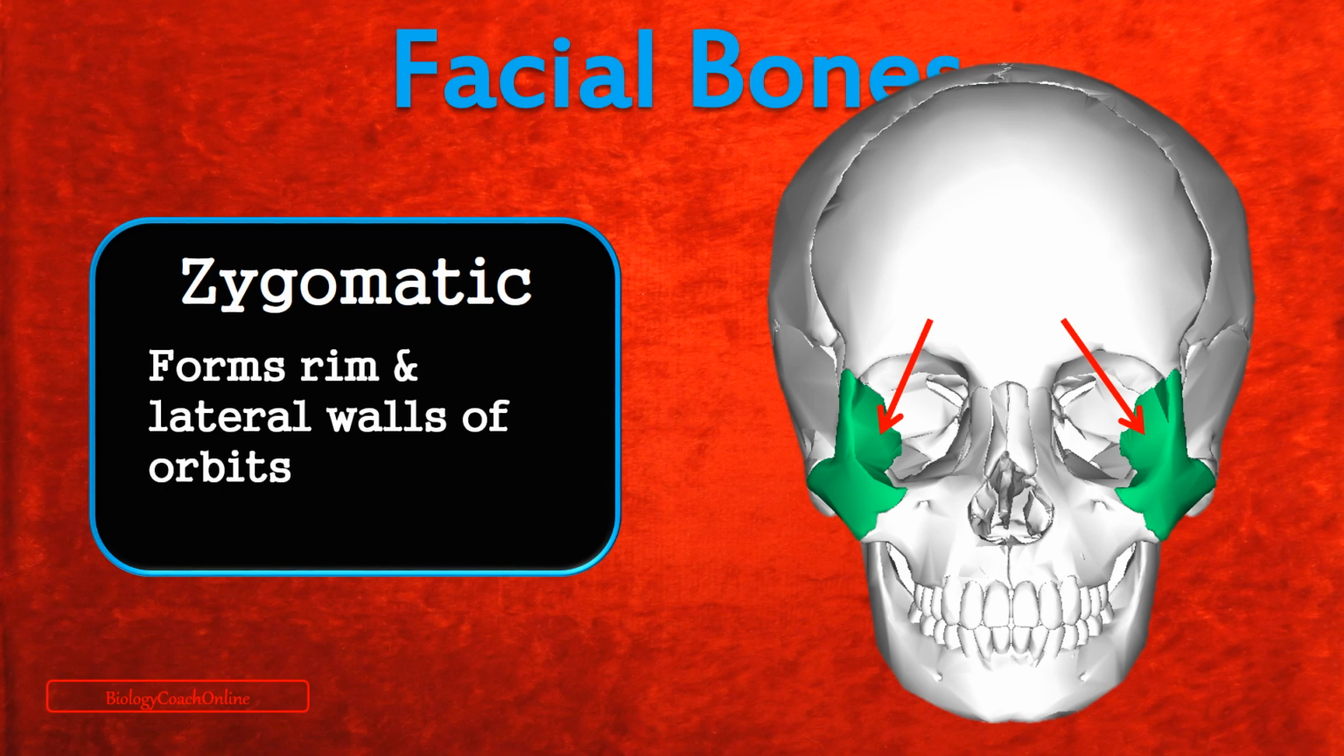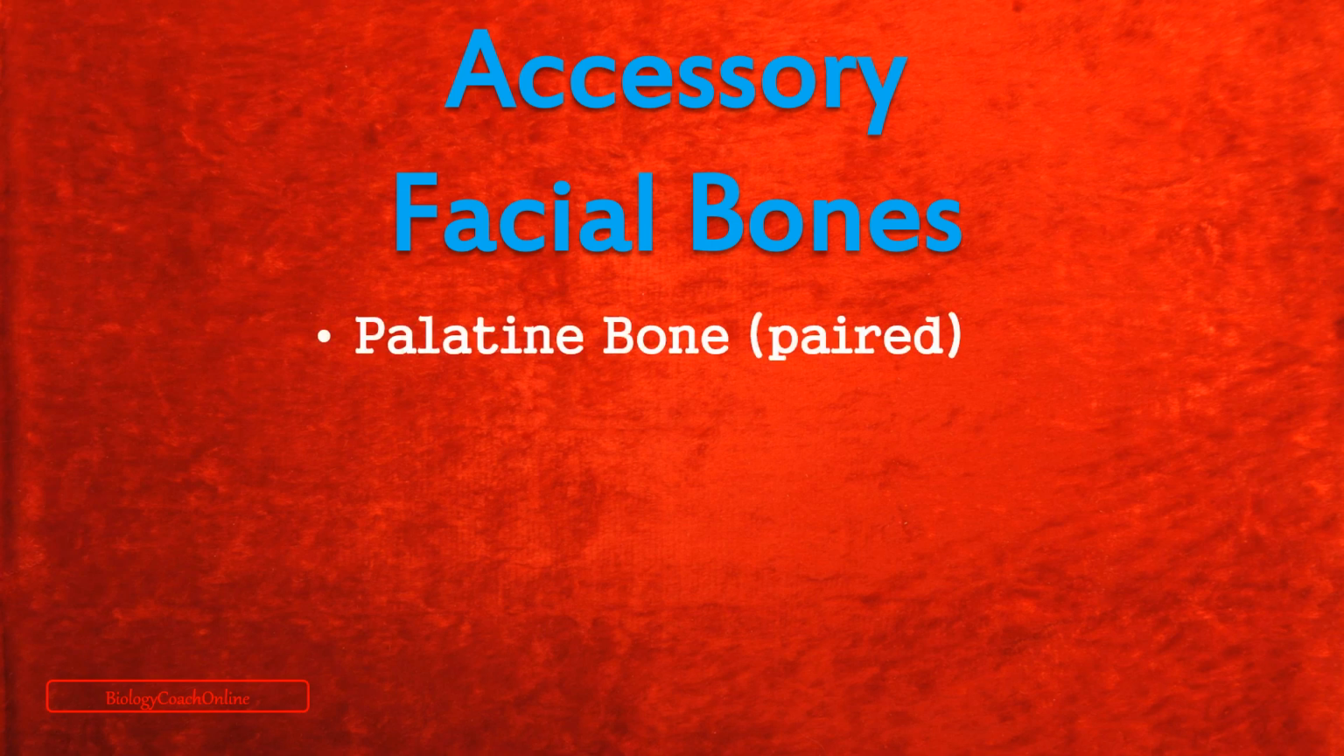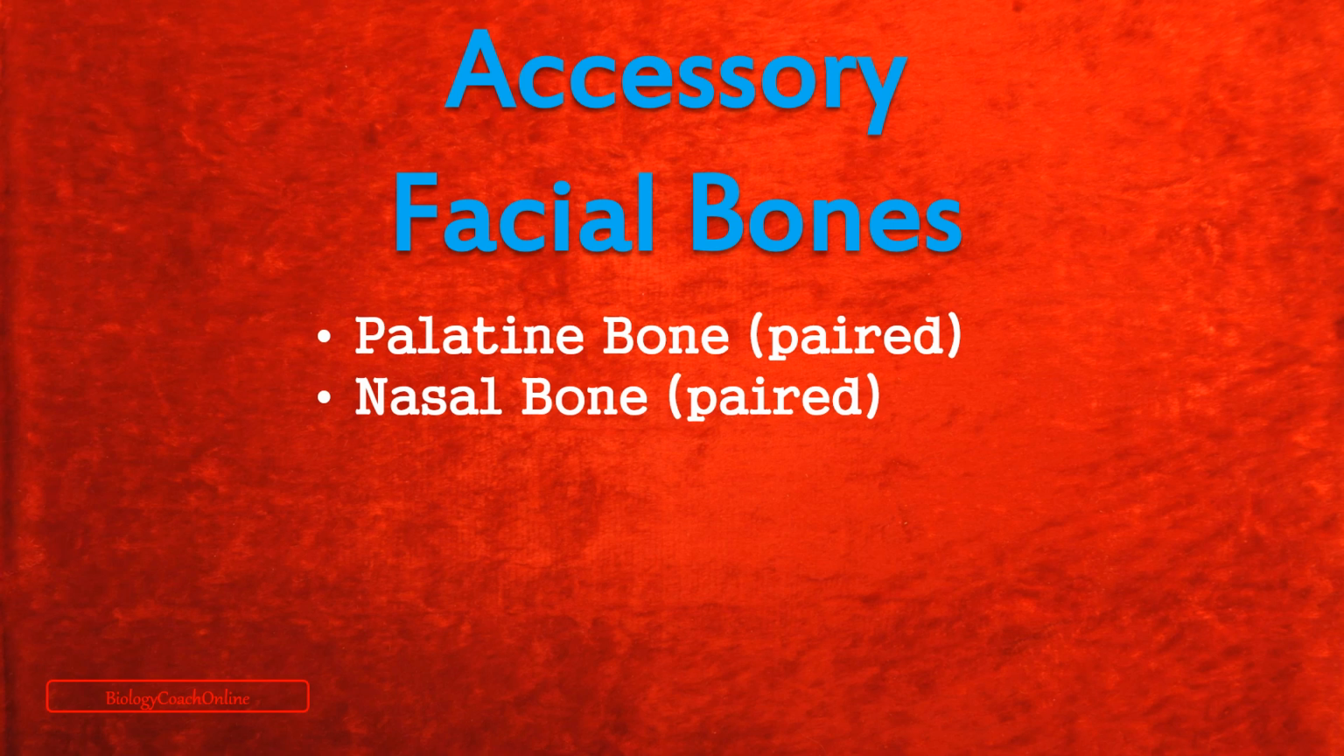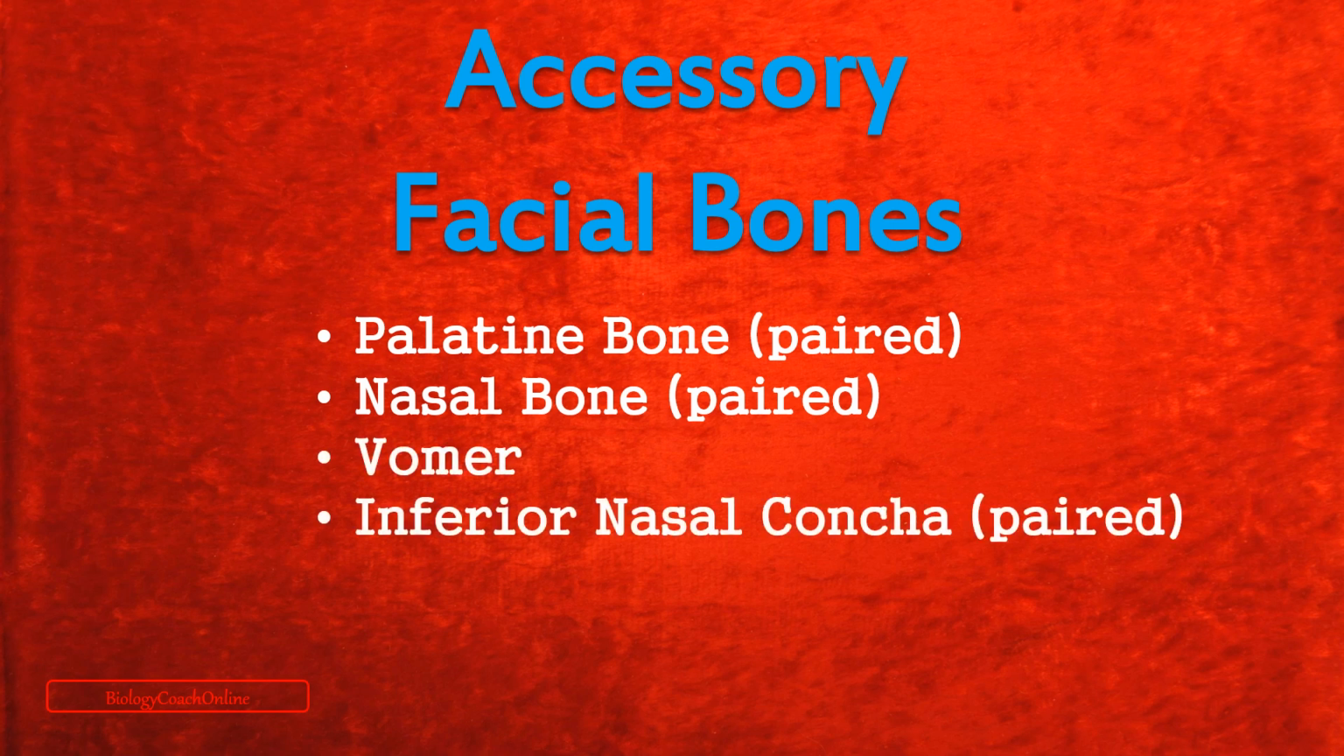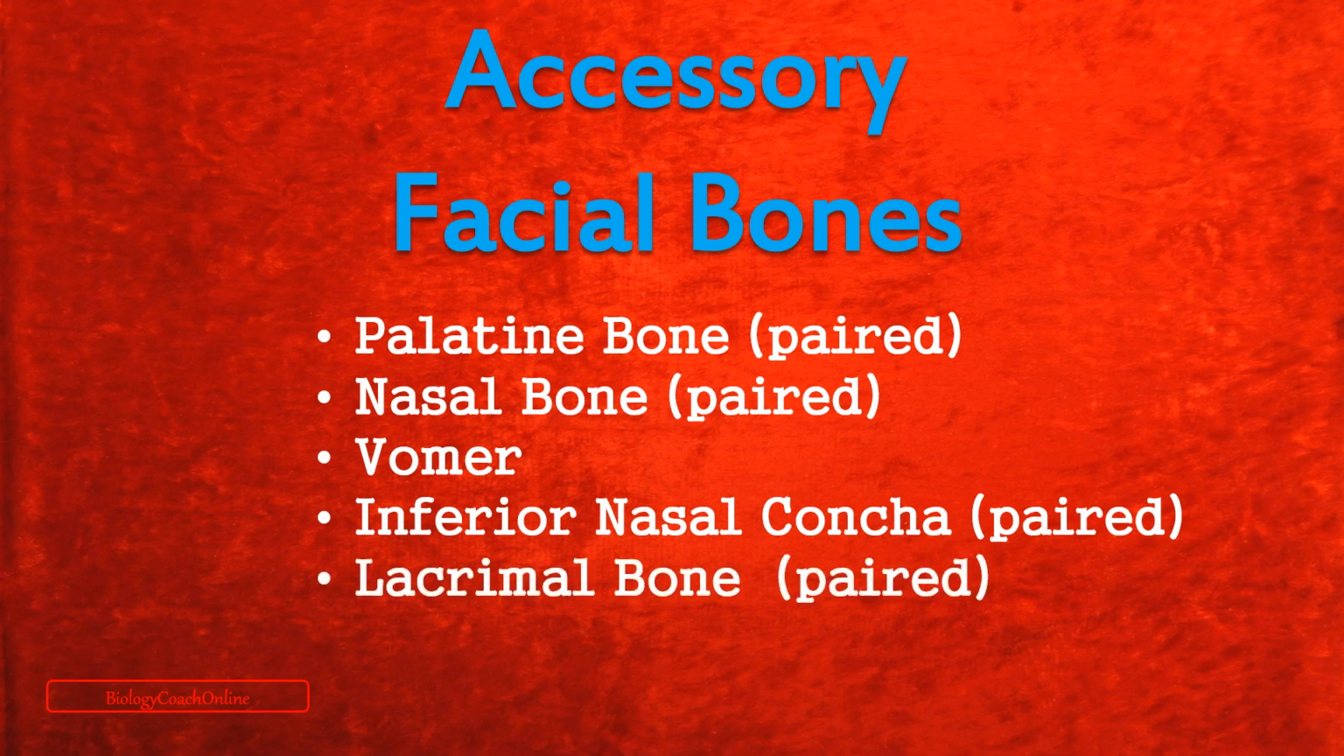Now, the accessory facial bones, that's my own designation, and my term accessory here does not imply any less importance than the major bones that we are discussing in this lecture, but rather they support the major bones in forming the face. And so the accessory facial bones include the following: the palatine bone, that's paired, the nasal bone, that's also paired, the vomer, the inferior nasal concha, again paired, and the lacrimal bone, also paired.